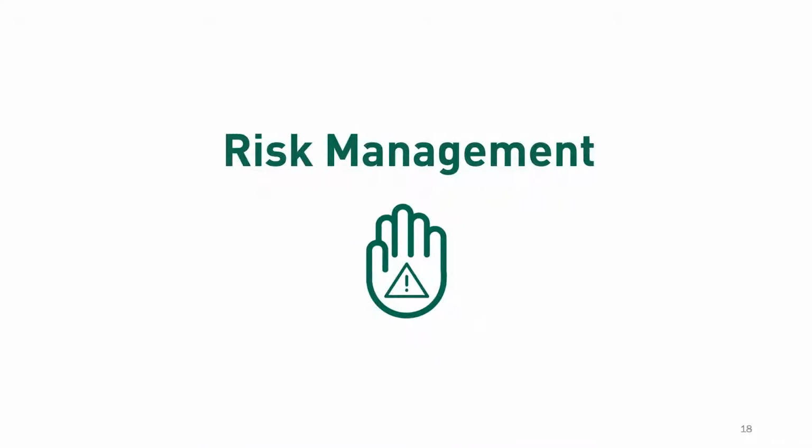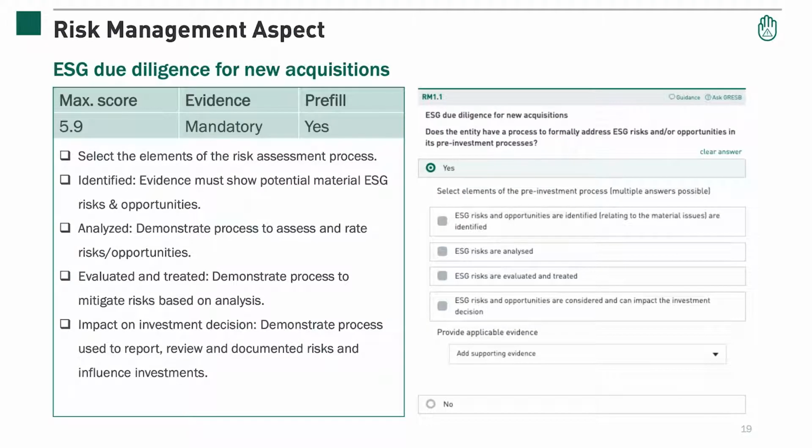The fourth aspect of the management component is risk management. The intent of this aspect is to assess the entity's understanding and mitigation of material ESG risks and identification of opportunities in its investment processes. This indicator assesses the entity's use of an ESG due diligence process to evaluate risks and opportunities of potential investments. The integration of ESG policies may assist in reducing risk and identifying opportunities for improved ESG performance. Select the applicable elements and provide supporting evidence.